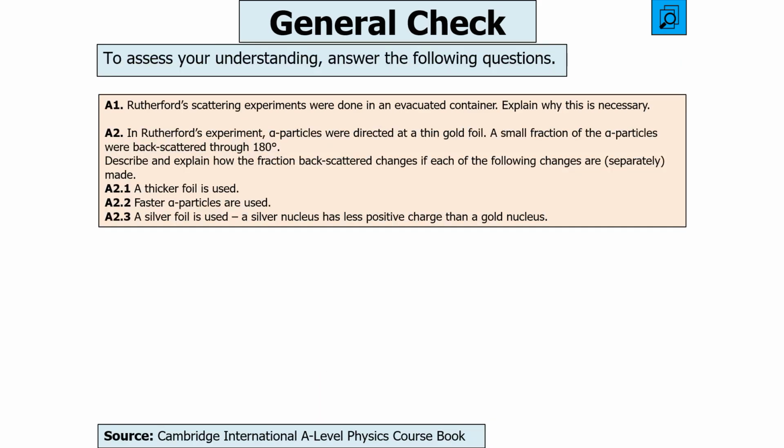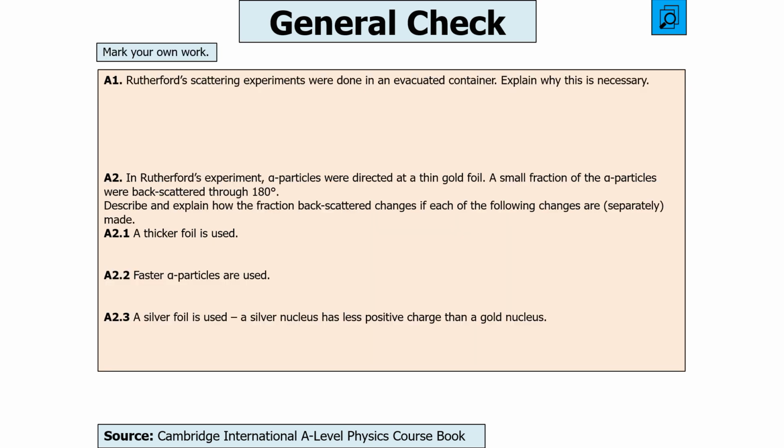The next question says, Rutherford's scattering experiment was done in an evacuated container. Explain why this is necessary. Then in Rutherford's experiment, alpha particles were directed at thin gold foil. A small fraction of the alpha particles were backscattered through 180 degrees. Describe and explain how the fraction backscattered changes if the following changes are separately made. A thicker foil is used. Faster alpha particles are used. A silver foil is used. Now a silver nucleus has less positive charge but roughly the same volume as a gold nucleus. Pause the video now, then unpause the video when you want to go through your answer.